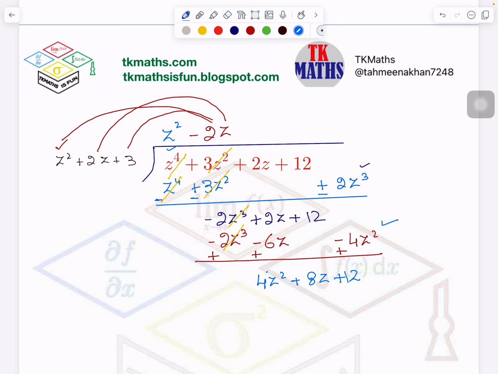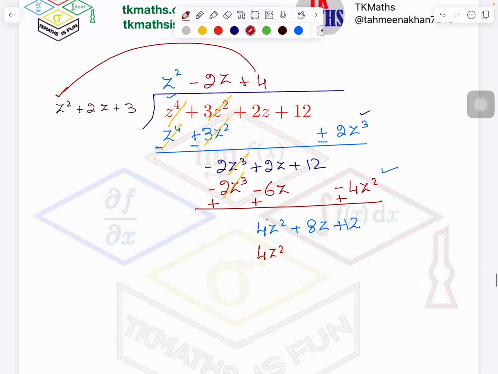Okay. Now I have to multiply by a term so that I can get 4z square straight away. What can I get? 4z square. Right? So z square multiplied by what? Plus 4, yes or no? Plus 4. So it will become 4z square. Then 2z multiplied by 4 will be 8z. Then 3 multiplied by 4 is 12. And then I will subtract. Again, all the terms will cancel out and I will get 0.